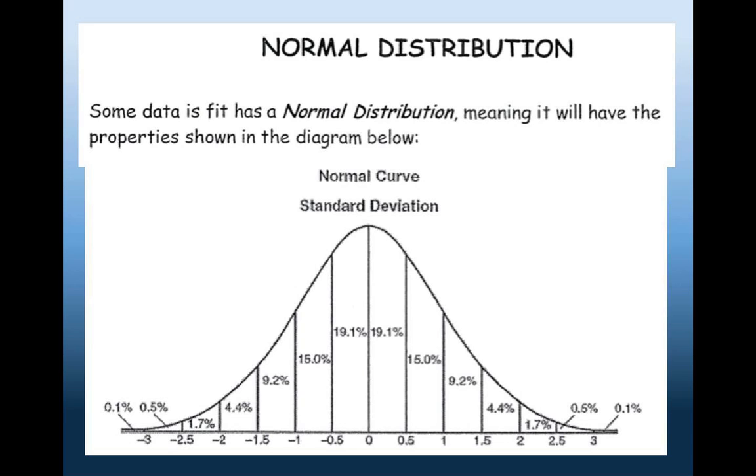Some data fits into a normal distribution, meaning it will have the properties in this diagram below. It fits into the normal curve. So you'll see a lot of information on here. We're going to go through it real quick, explain what each part of this diagram means, so that you will be able to solve problems like a champion.